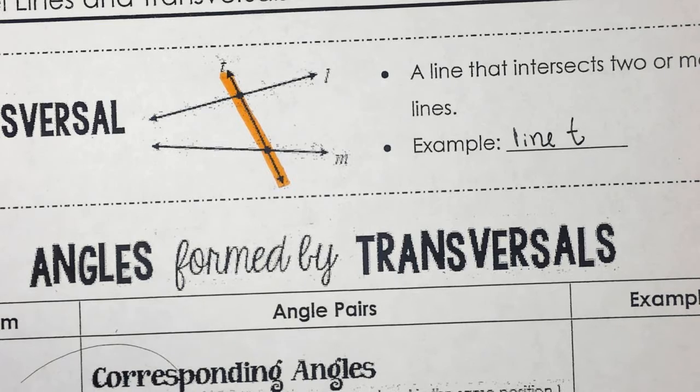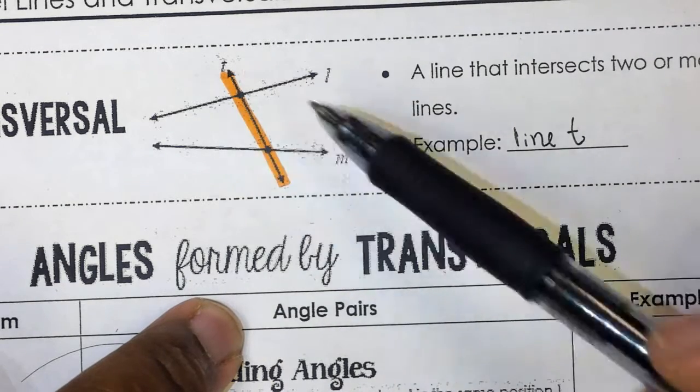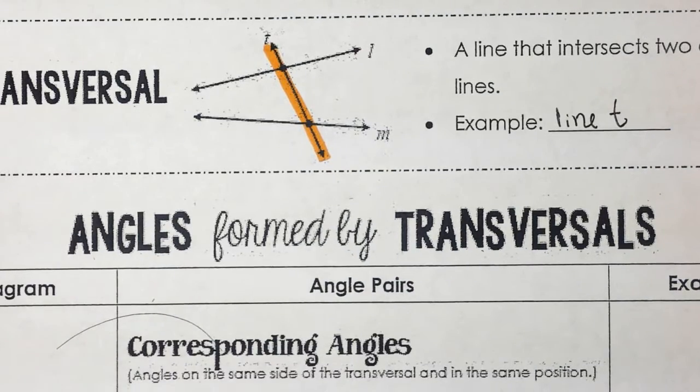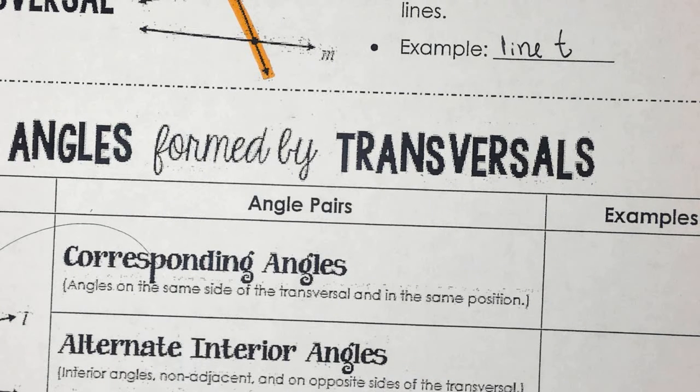When you have a transversal cutting through a pair of lines, or two or more lines, it creates different angle relationships that y'all about to learn now. You need to pay attention so you can catch these. So moving down, angles formed by transversals. You have 4 different types.